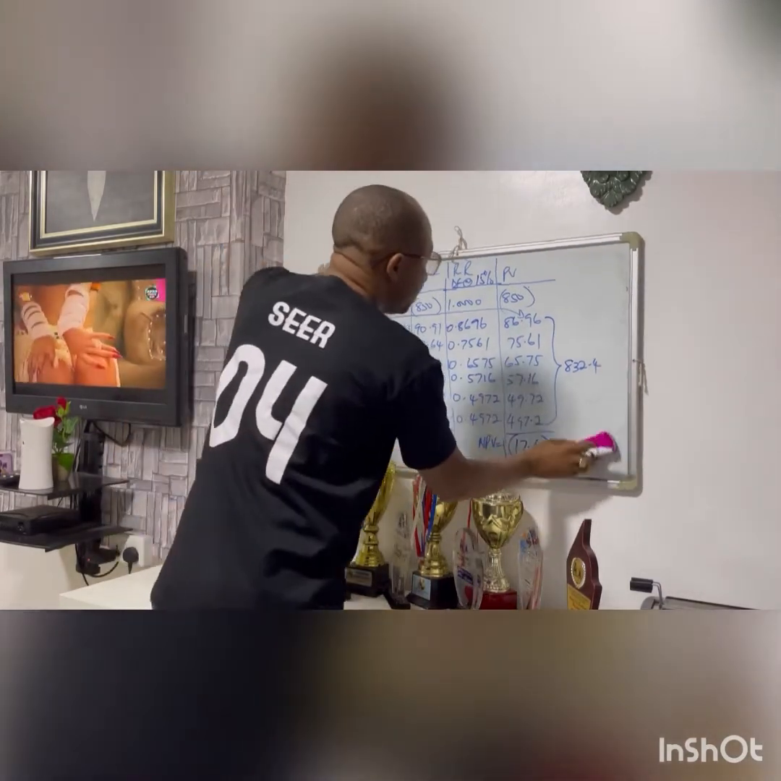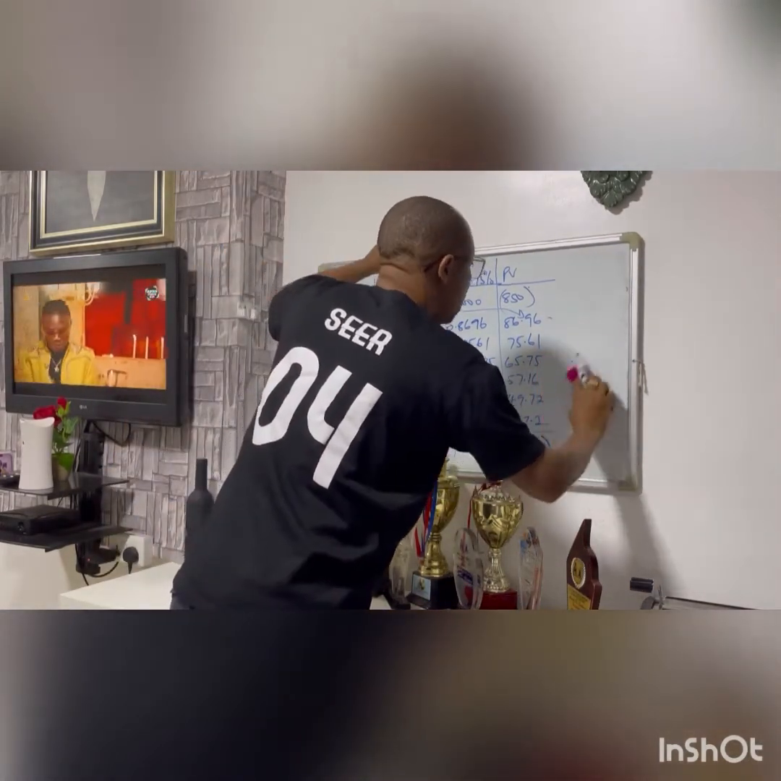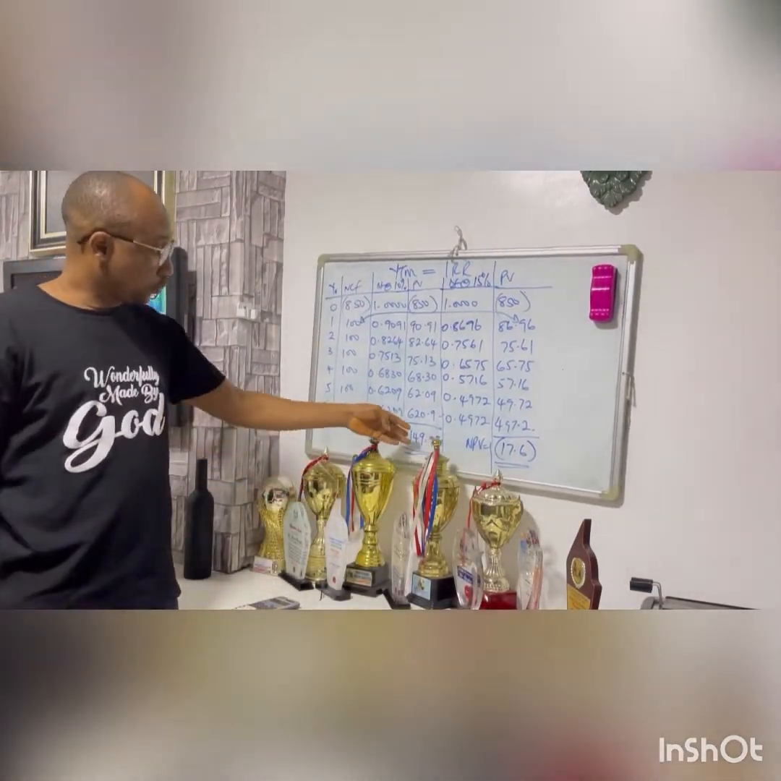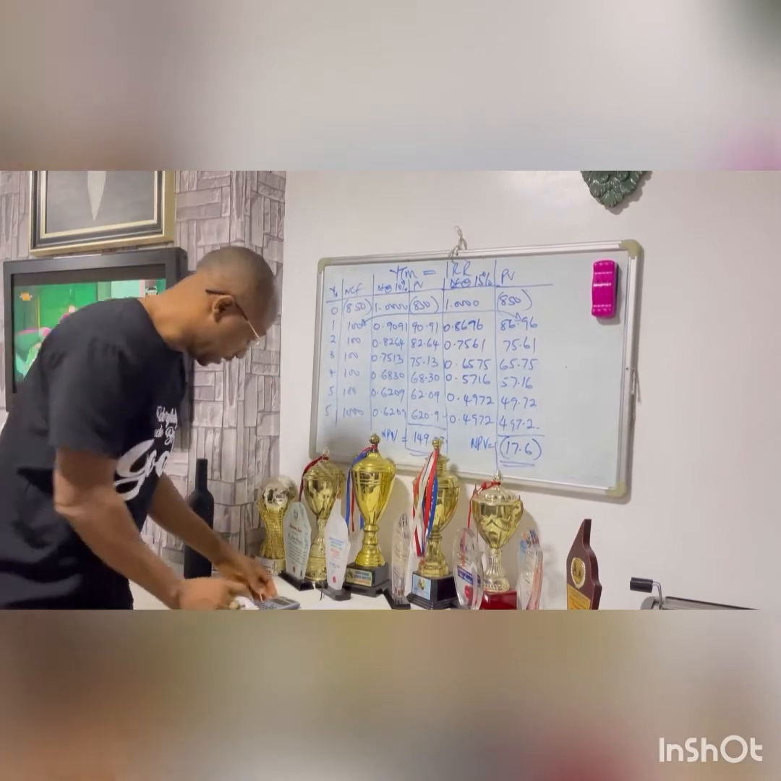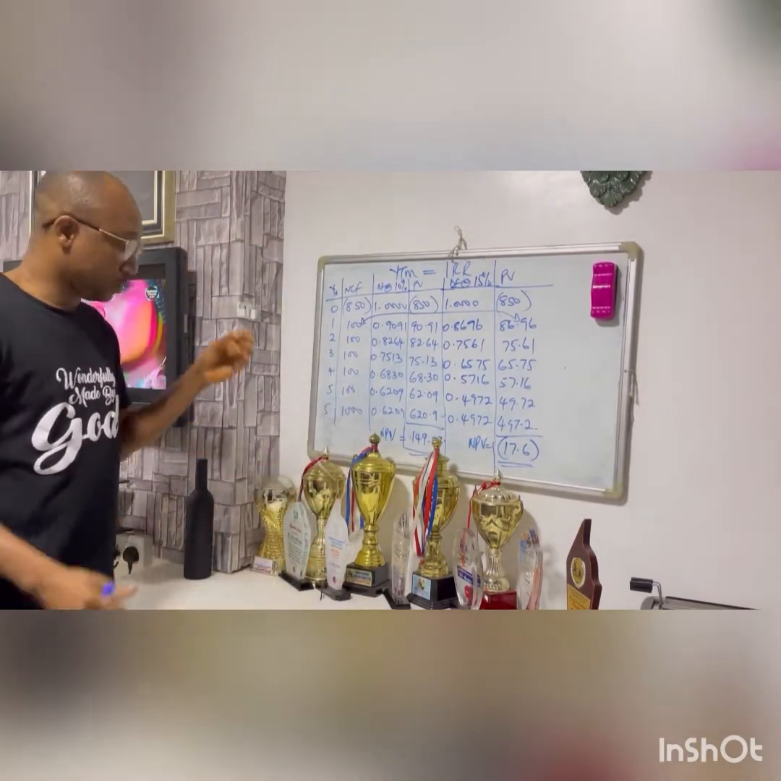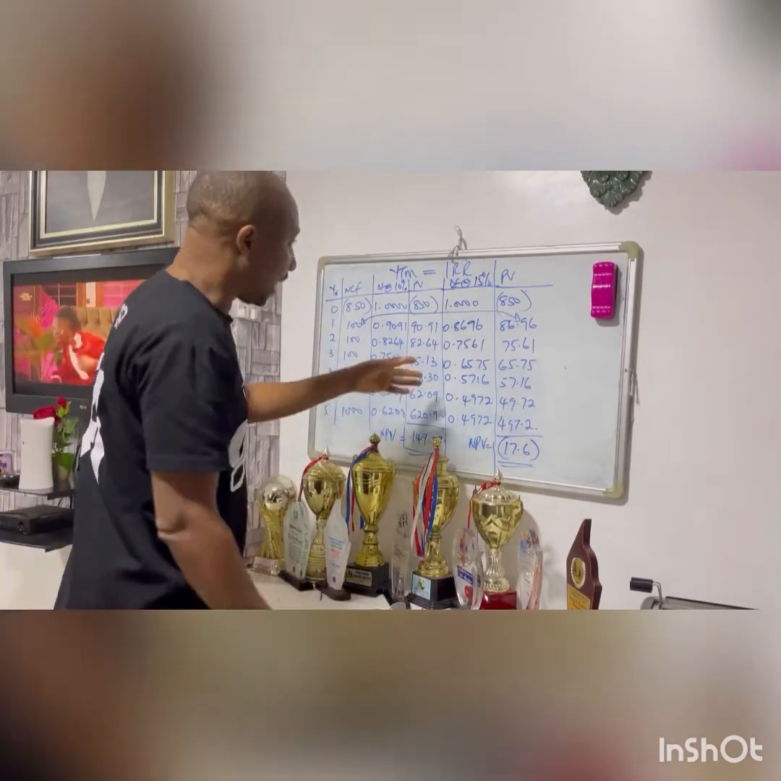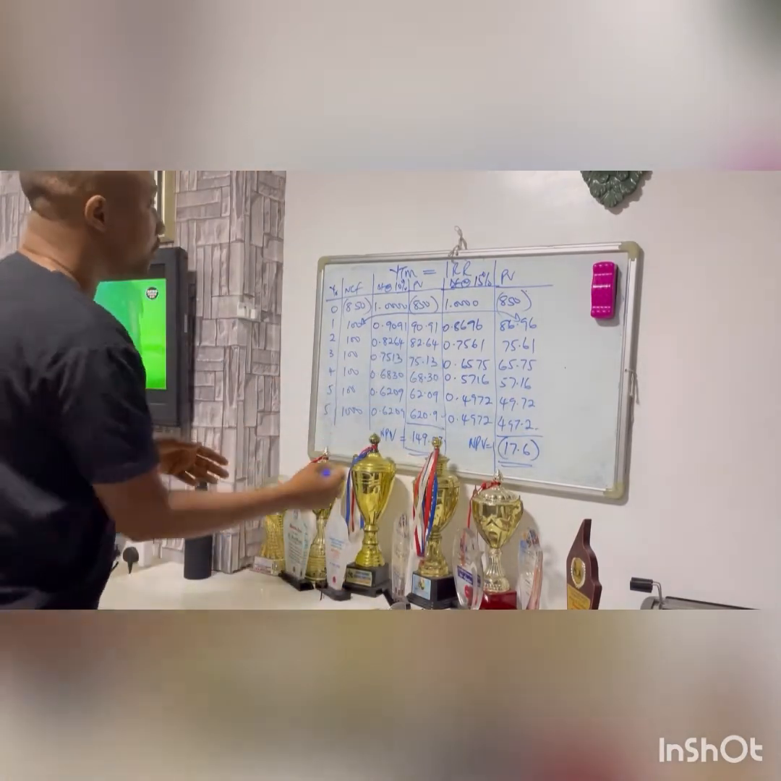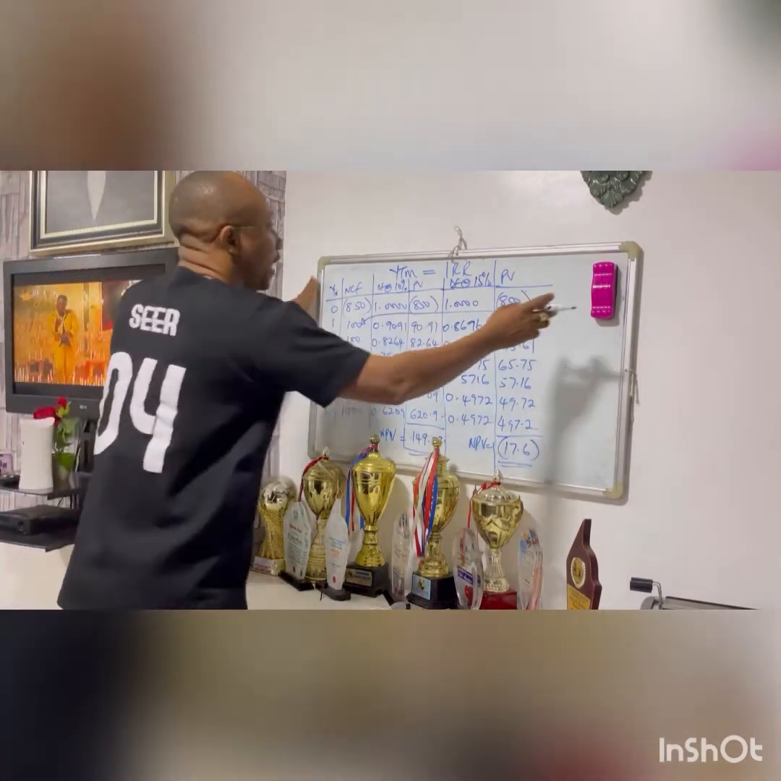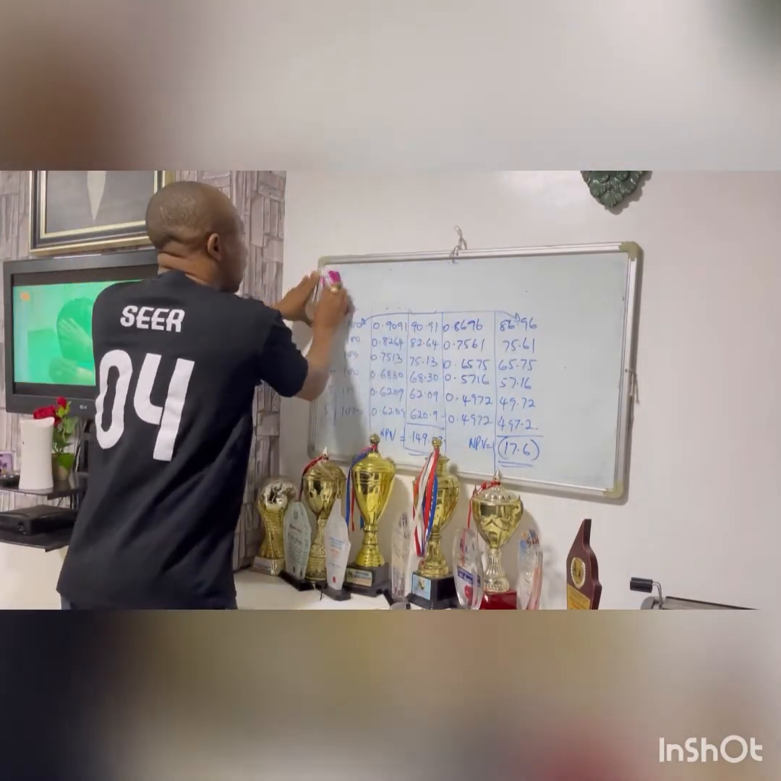So now I have been able to get two NPVs, one positive and the other one negative. Having gotten these two NPVs, one positive and one negative, I can now go ahead and interpolate.